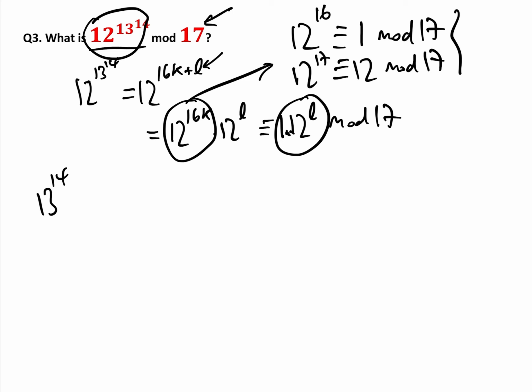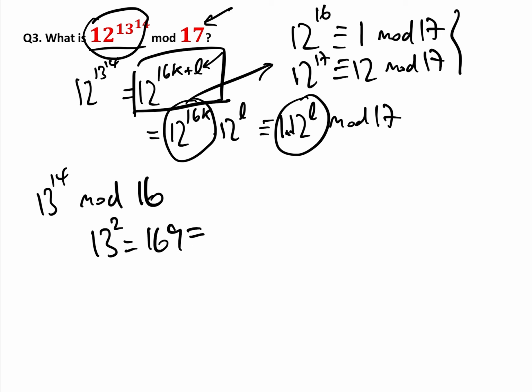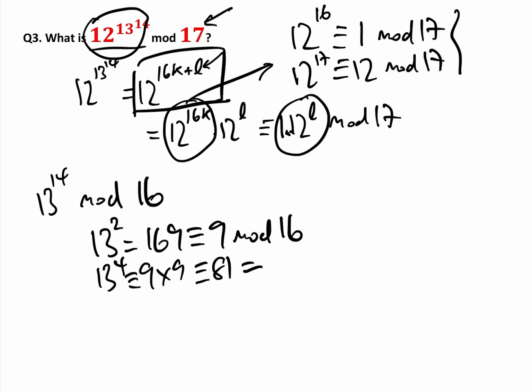So what we need to do first is find 13 to the power of 14 mod 16, so that we can write it in this form here. Okay, well, 13 to the power of 14 mod 16. All right, well, let's start with 13 squared is 169, which equals 9 mod 16. Okay, that's a good start. 13 to the 4, therefore, is 9 times 9 mod 16, which is 81 mod 16, which equals 1 mod 16. Brilliant. That makes things a lot easier.